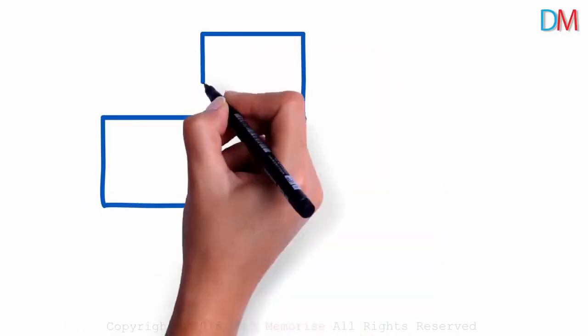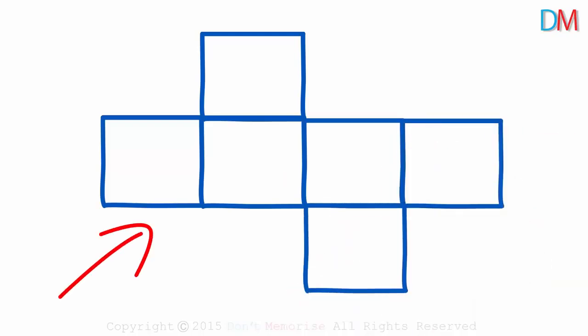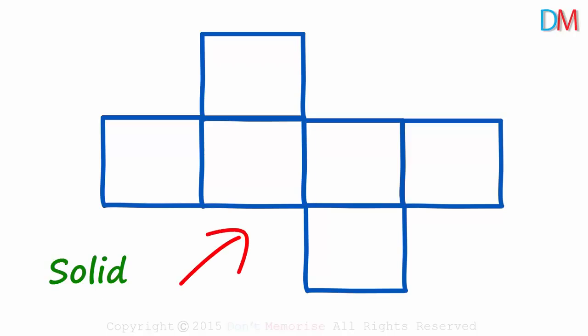Let me draw a net of a solid. This is a net of a solid in which all 6 faces are squares. Given the solid, we have seen how its net can be drawn. But here, we are given the net and we have been asked to find the solid it represents. How do we solve this?